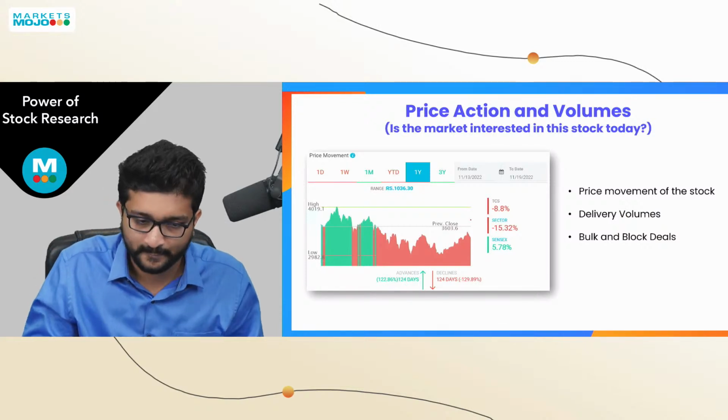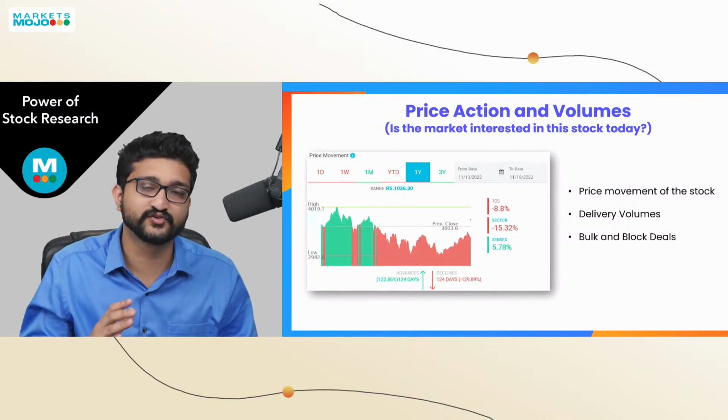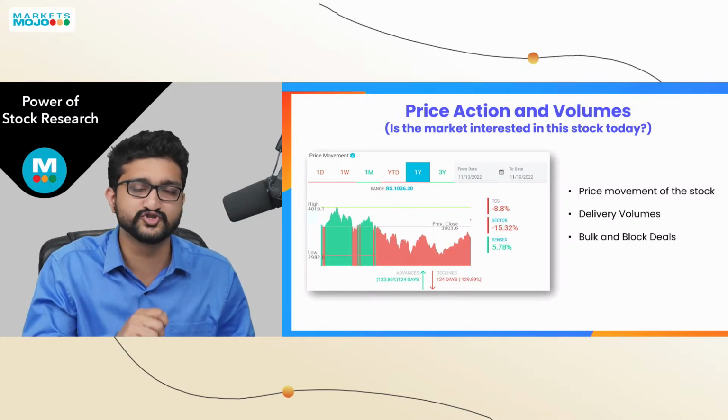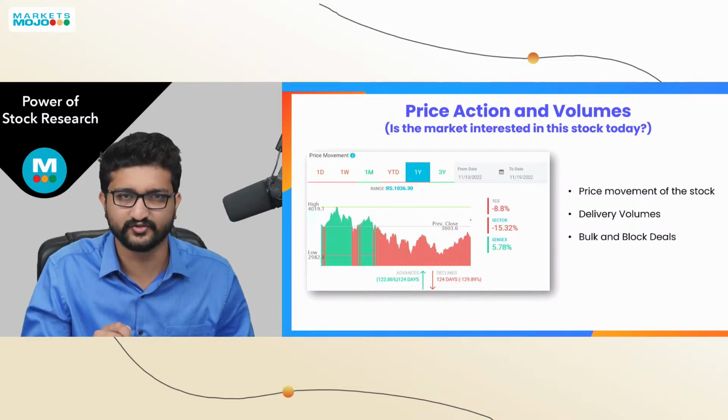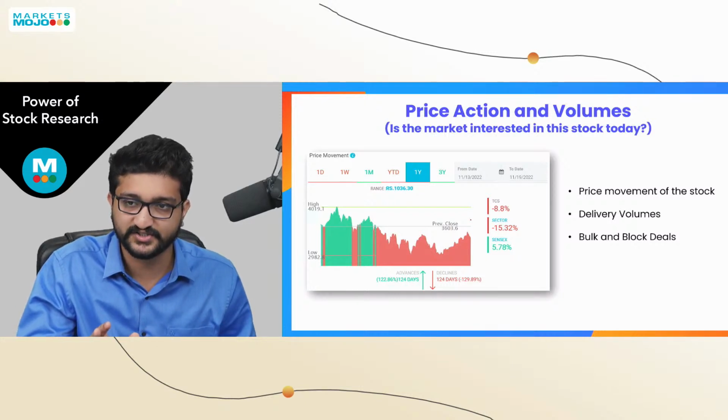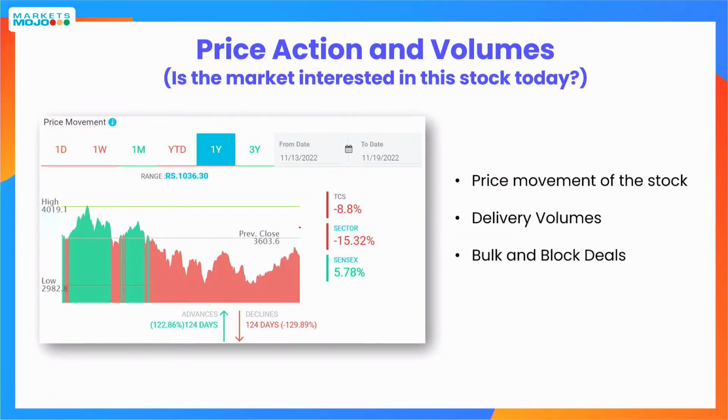This is slightly new. Is the market interested in this stock today? You might find a particular stock, your friend might give you an opinion on a stock. Markets Mojo might rate the stock in a particular way, either buy, strong buy, sell, and so on and so forth. But is the market actually interested in the stock today? So we look at price action, volume, and we'll also look at return performance in the next slide.